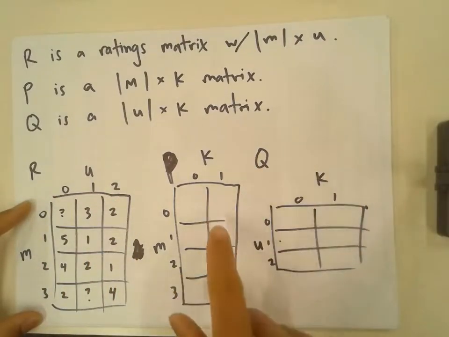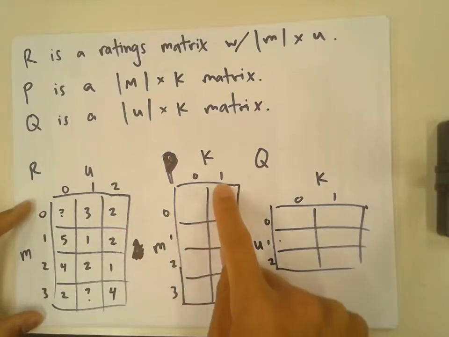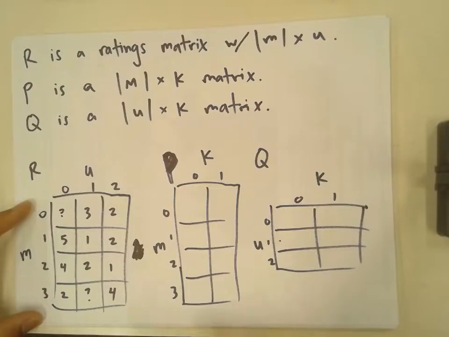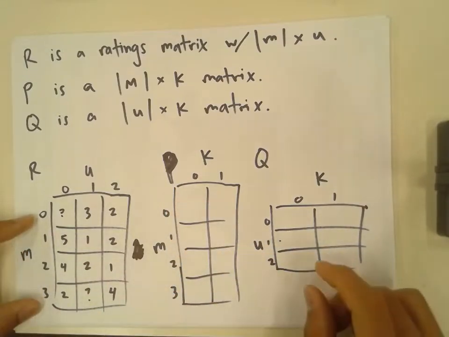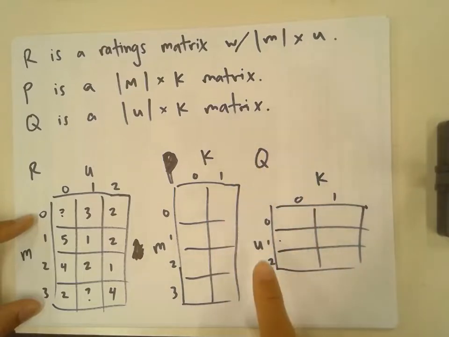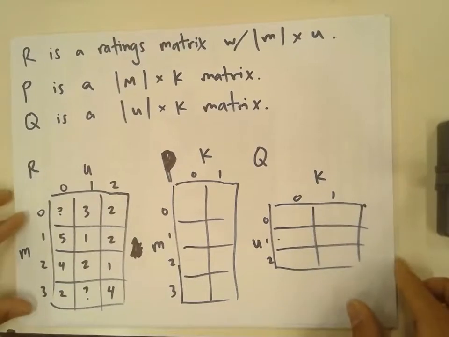And now we have this other matrix over here, P, and we can see here that the dimensions are M by K. K would be the features. Notice here that P has the same number of rows as M in R, and then we have Q, which is a matrix of U by K. Okay, so those are the matrices that we're going to be working with.